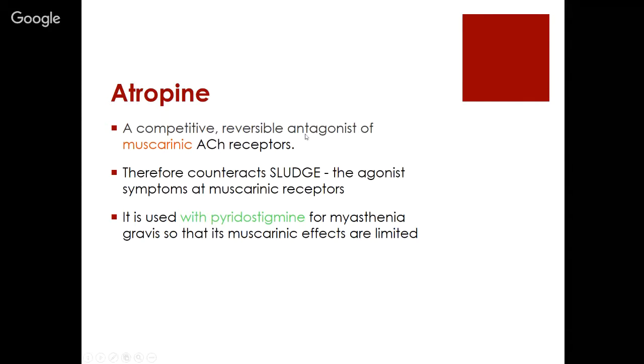So basically, if you have this agonist, the pyridostigmine, it's going to be causing your nicotinic effects, but also the muscarinic ones. The muscarinic are all those SLUDGE ones, which are unpleasant, mainly. So if you've got a competitive reversible antagonist of muscarinic receptors, it will stop those SLUDGE effects from occurring. So that's why it's used in combination with pyridostigmine. So you get the nicotinic effect without all those side effects.